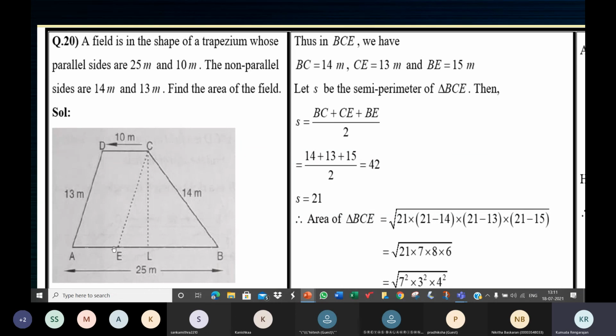Parallel sides 25 and 10. So the longer side is 25, the shorter side is 10. See, these are not the parallel sides. They are the non-parallel sides.